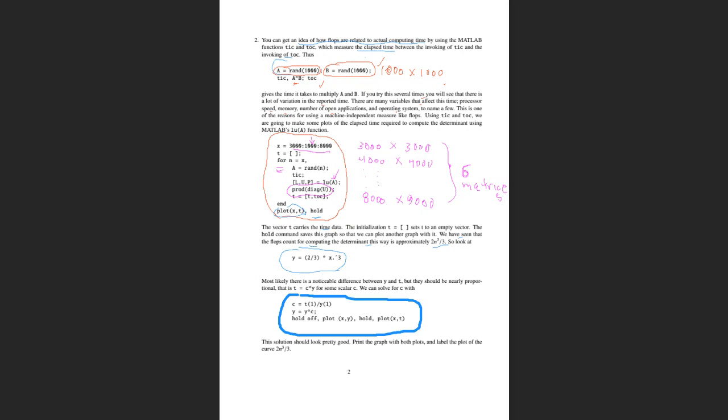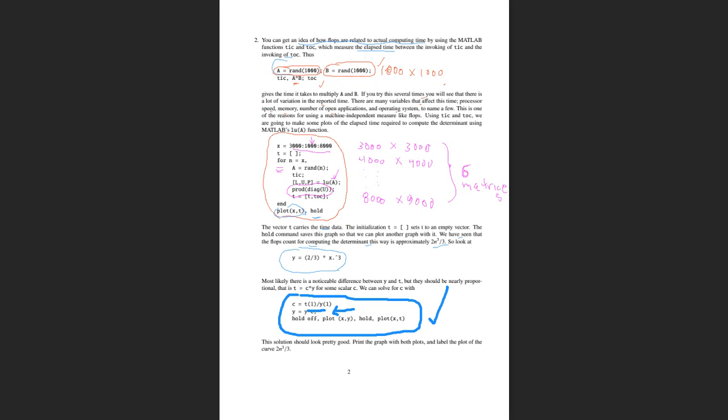And you should have basically 2 graphs that are parallel to each other. They won't be perfectly parallel, but they will be reasonably parallel. And that's what this code's going to do, because this code here creates basically a proportionality. This T1 over Y1 creates a proportionality between the time data and the flop data.